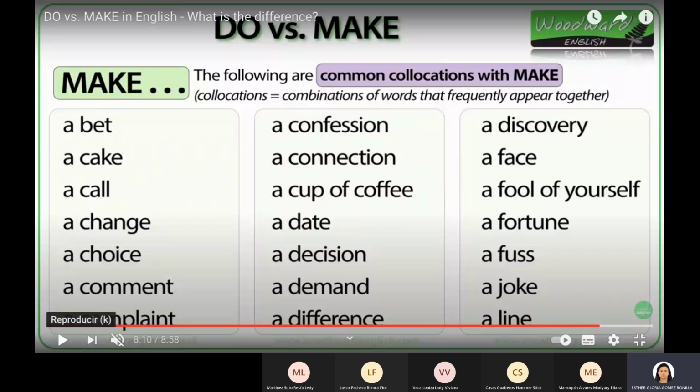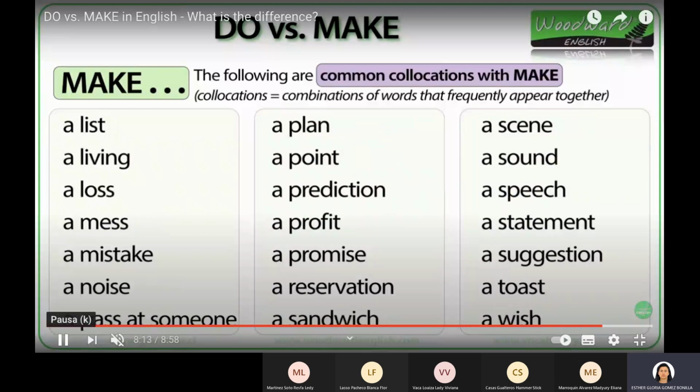Make a date. Make a decision. Make a demand. Hacer la diferencia, make a difference. Make a discovery. Make a face. Make a fool of yourself. Make a fortune. Make a fuss. Make a joke or make a lie. Okay? So all of these, with these situations, with those words, you always use make.